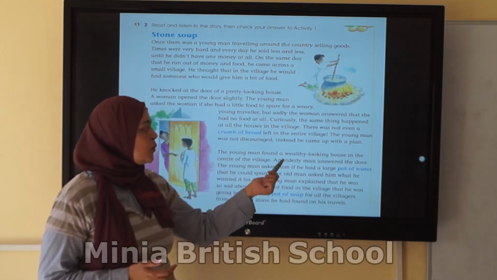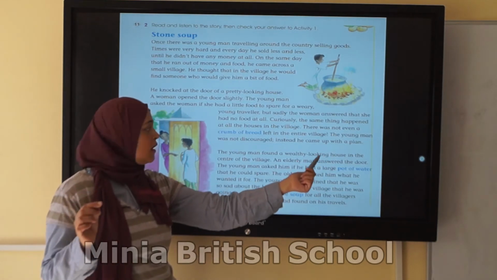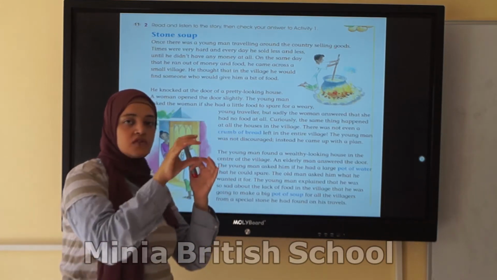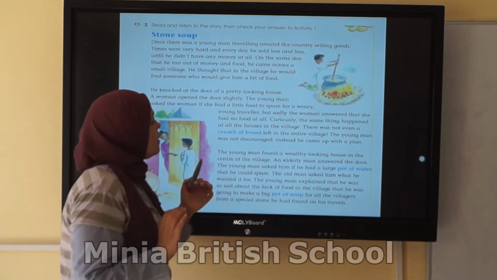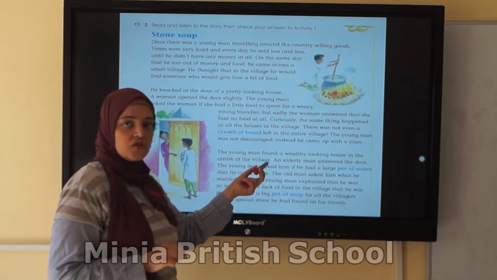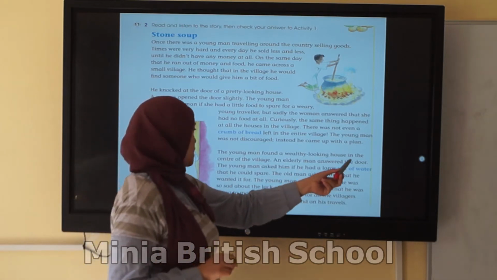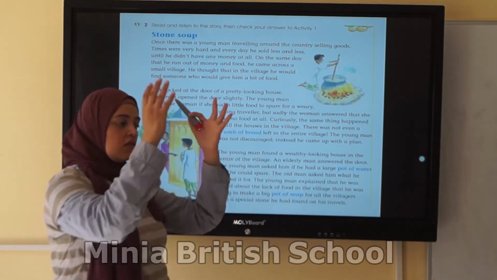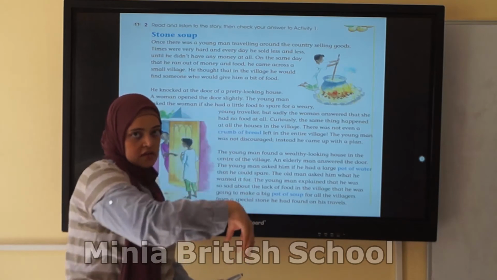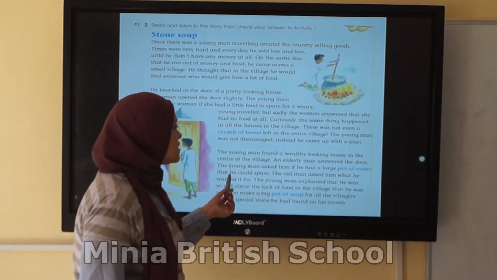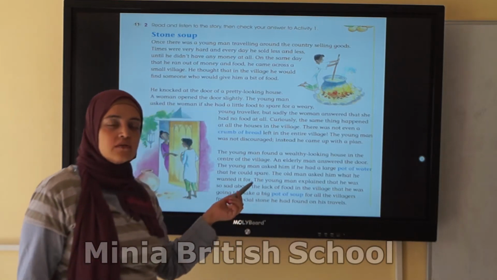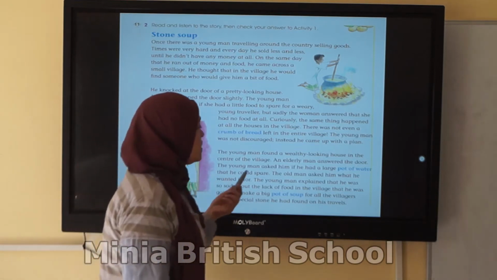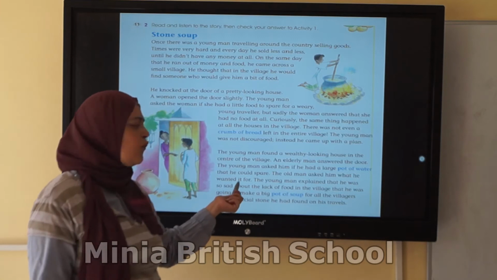The young man found a wealthy-looking house. Again, a wealthy-looking house means it looks luxurious. It means that the people inside are rich. Okay? So, in the center of the village, an elderly man answered the door. The young man asked him if he had a large bottle of water. Of course, we know what large means, very big, and it's very deep inside. That he could spare. So again, he could give it to him, but it's extra. He doesn't need to use it. The older man asked him what he wanted it for.